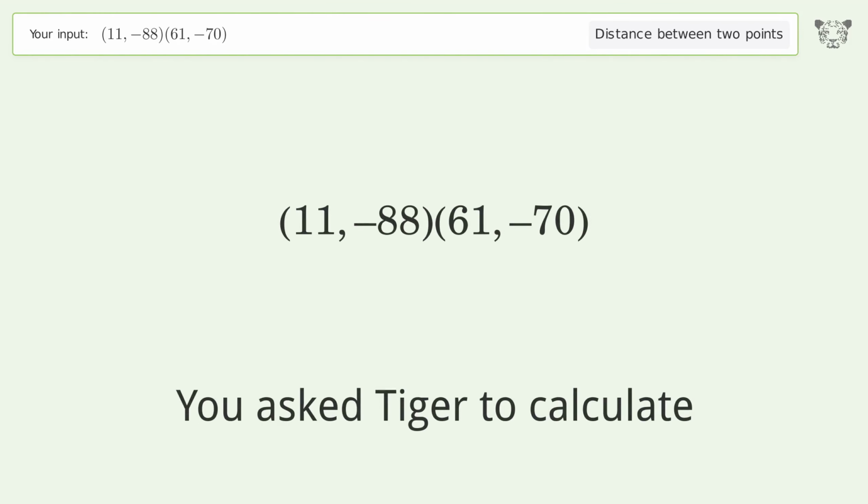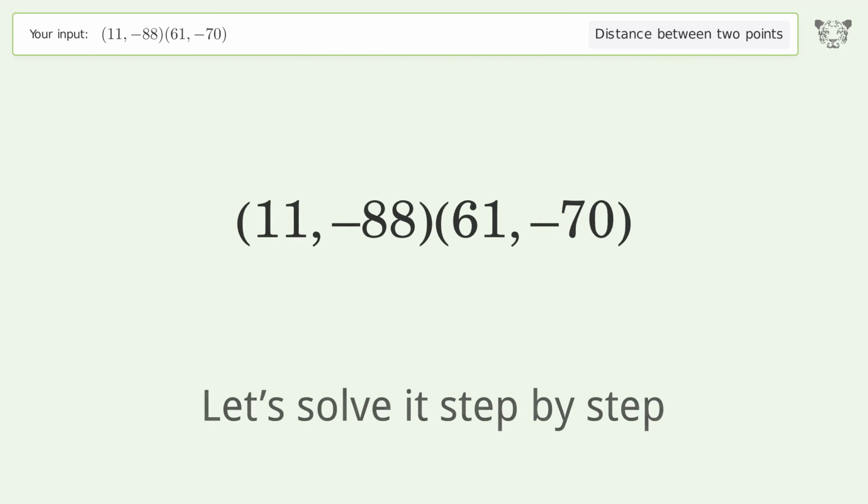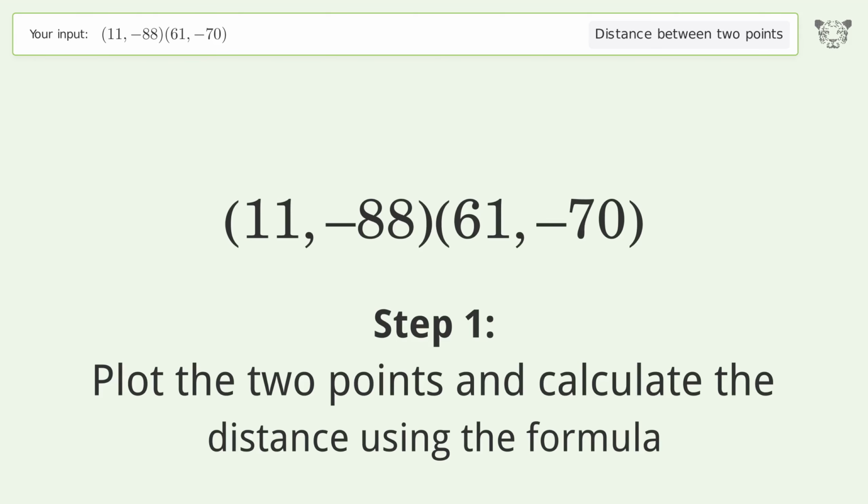You ask Tiger to calculate. This deals with the distance between 2 points. The distance between the 2 points is the square root of 2,824 or 53.141. Let's solve it step by step. Plot the 2 points and calculate the distance using the formula.